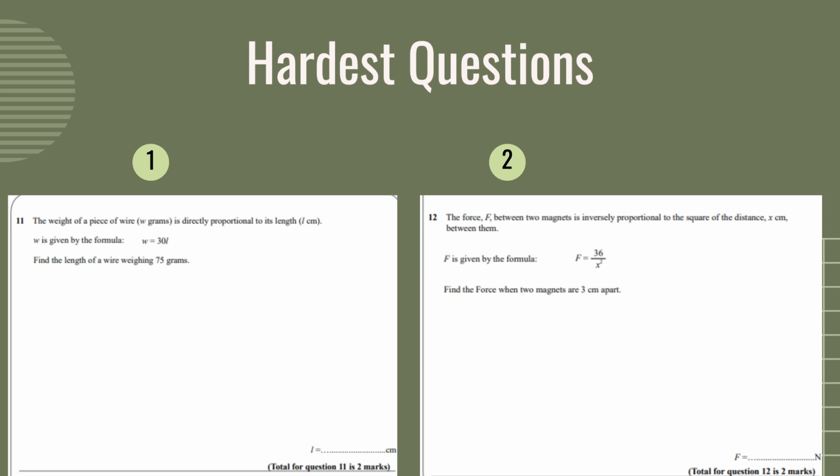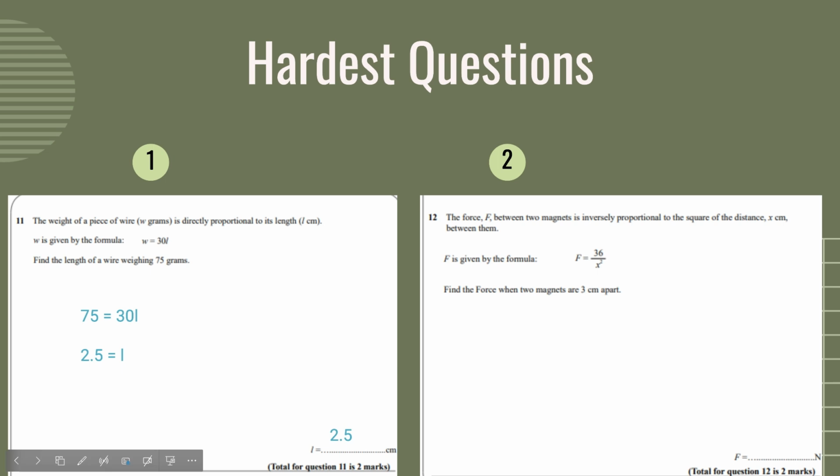So, our weight is W, so we write 75 equals 30 times L, because 30 is our k value, and it's already been given to us. So now we do 75 divided by 30, which will give us L, meaning L equals 2.5. So our final answer is 2.5 centimetres.